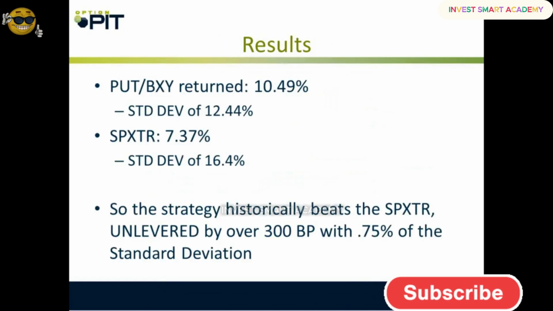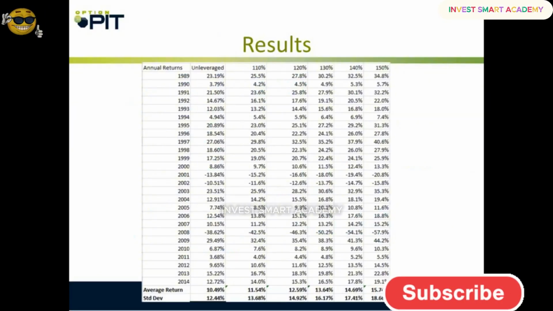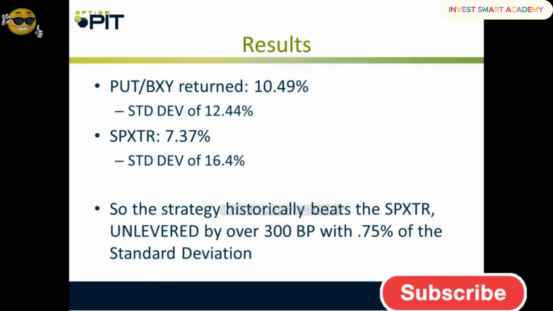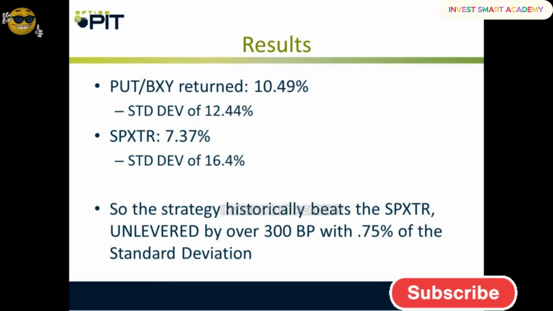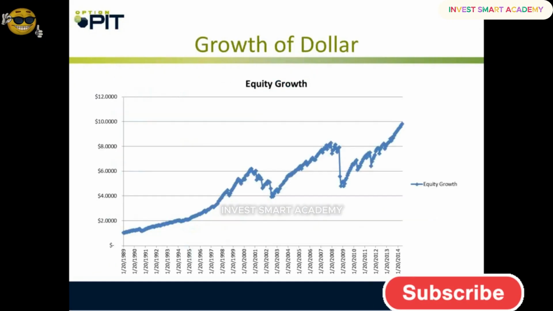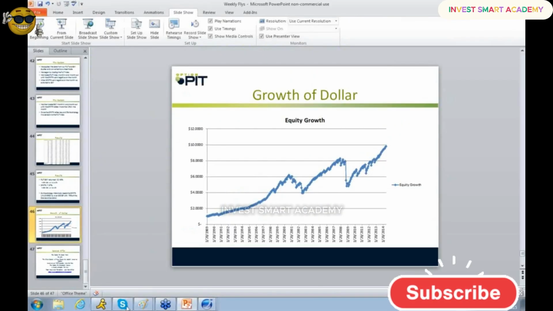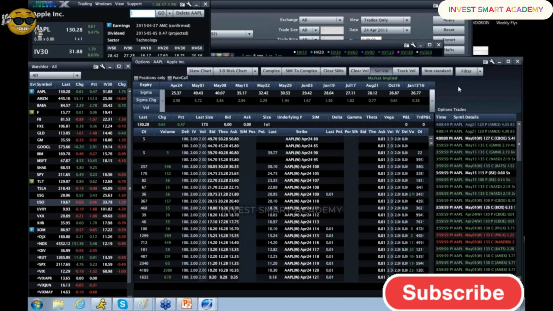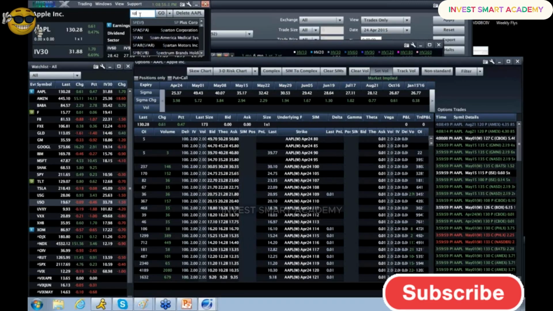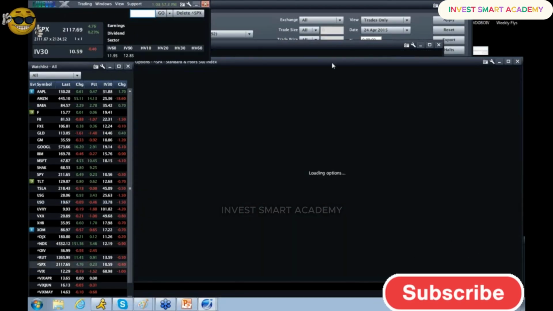Let me show you what this thing does. Unleveraged, you beat the S&P by 3.5%, and you cut the standard deviation by a quarter. Now, this can be done in weeklies very easily. If you're looking for a weekly put selling strategy, it's a little capital intensive. So the way I would set this trade up in weeklies, and then we'll wrap up here.